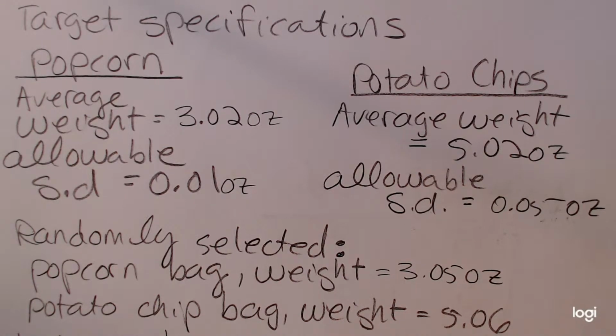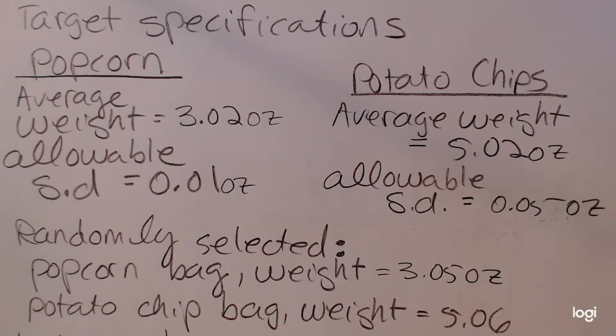In this example, I want to use z-scores to answer questions about observations made from different populations. So in this problem, a manufacturer makes bags of popcorn and bags of potato chips. The average weight of a bag of popcorn is supposed to be 3.08 ounces, and that's what they would put on their bag, with an allowable standard deviation of 0.05 ounce. The average weight of a bag of potato chips is supposed to be 5.06 ounces with an allowable standard deviation of 0.03 ounces.